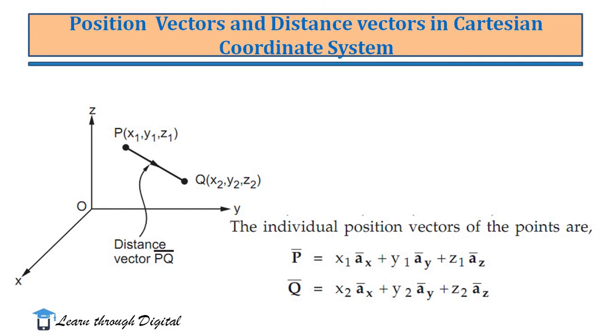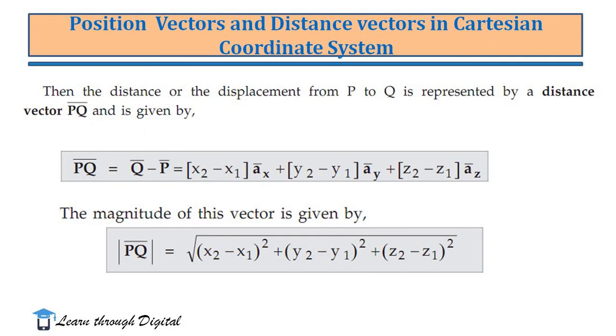The individual position vectors of these points are: P vector equals x1 ax vector plus y1 ay vector plus z1 az vector. Q vector equals x2 ax vector plus y2 ay vector plus z2 az vector. Then the distance or displacement from P to Q is represented by a distance vector. PQ vector is given by PQ vector equals Q vector minus P vector. This is also called the separation vector.